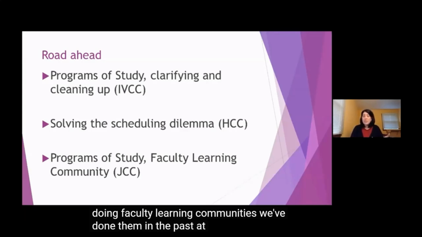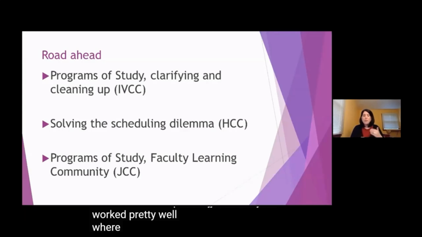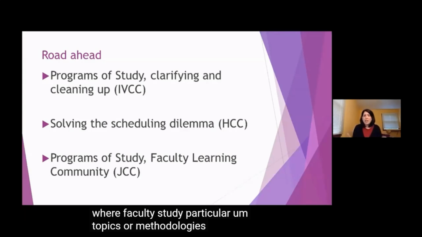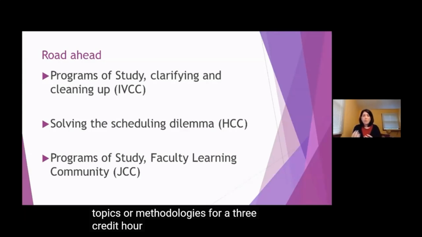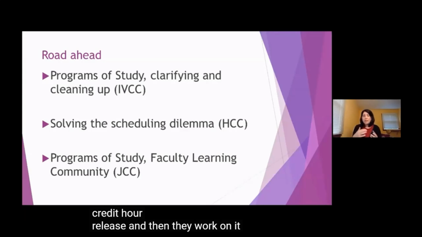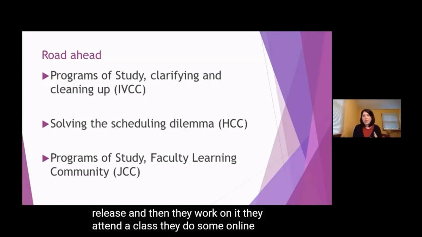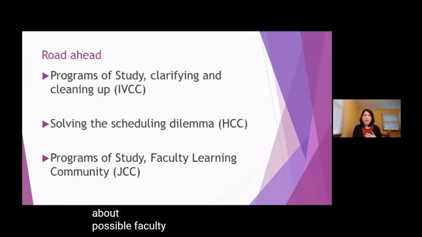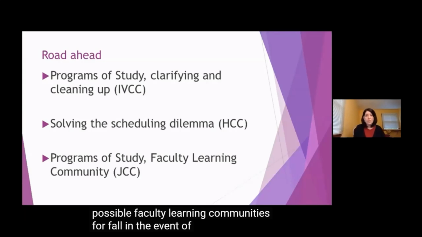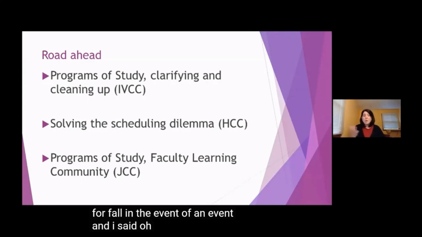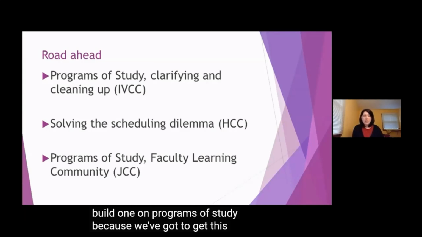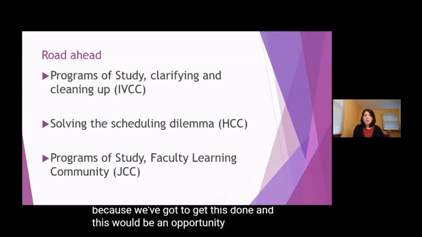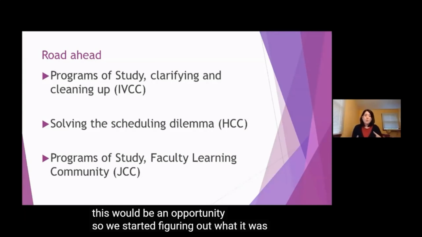We've done them in the past at JJC, and they've worked pretty well, where faculty study particular topics or methodologies for a 3-credit-hour release. They attend a class, they do some online elements, or they meet in person and that kind of thing. So we started talking about possible faculty learning communities for fall, in the event of an event, and I said, "Ooh, I got a good one. I'll build one on programs of study, because we've got to get this done, and this would be an opportunity." So we started figuring out what it was going to look like.